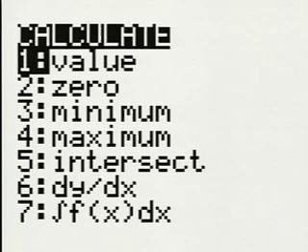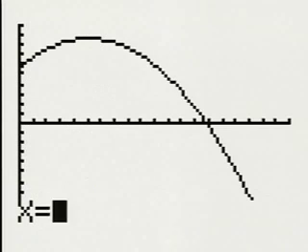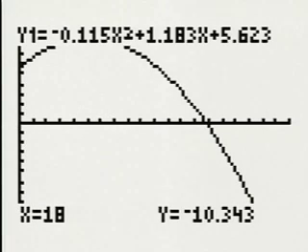So we can see what's happening with our graph. It's continuing to go down as time goes on. And we want to find out what the value is in 2010. So we're going to go to our calc menu, and we want the value of the function. So we're going to pick option number 1. In 2010, that corresponds to x equal to 18. So we want to put in x equals 18 and hit enter. We can see that the interest rate in 2010 is predicted to be negative 10.343.